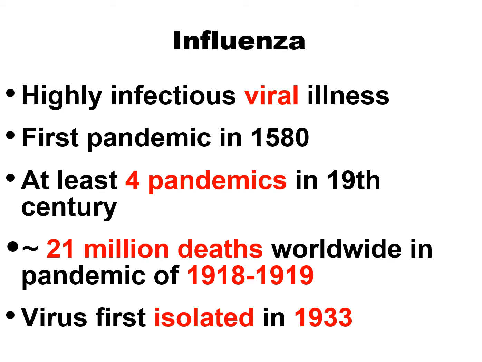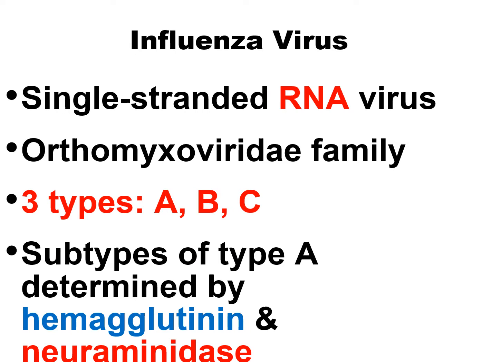Influenza is a highly infectious viral illness, first pandemic in 1580s, at least 4 pandemics in 19th century, around 21 million deaths worldwide in pandemic of 1918. This is at least. Some authors say it is 50 million, others say it is 200 million. Virus first isolated in 1933.